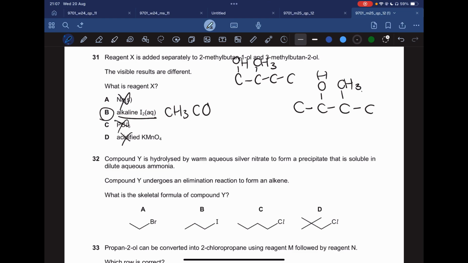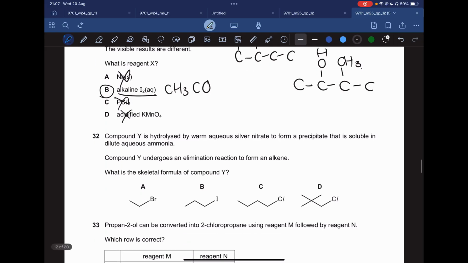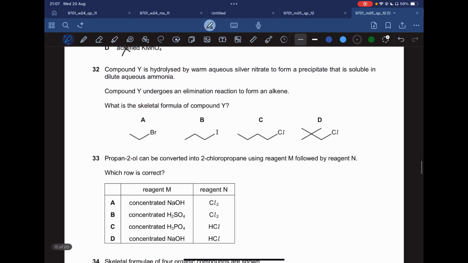Your PCl5 will give you the same halogenoalkane, it's just now isomers of each other. Acidified KMnO4 will also give you just an isomer of a ketone or an aldehyde, but we don't see a visible difference between those two.